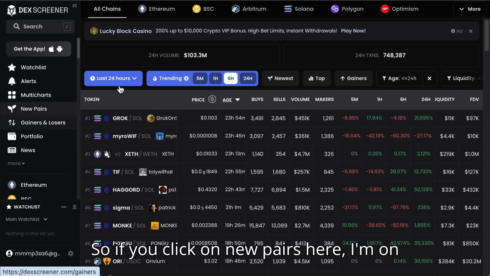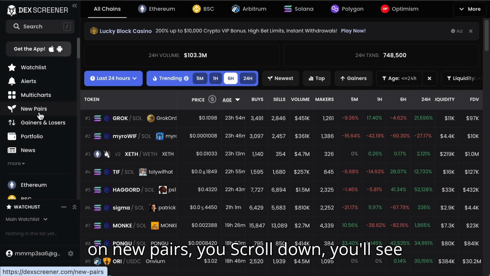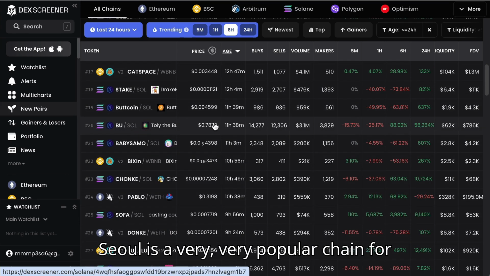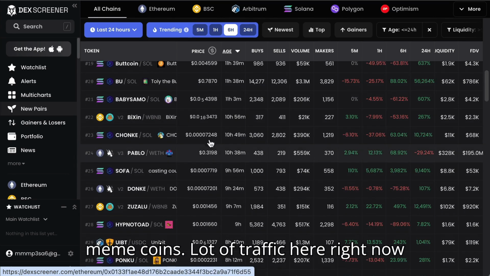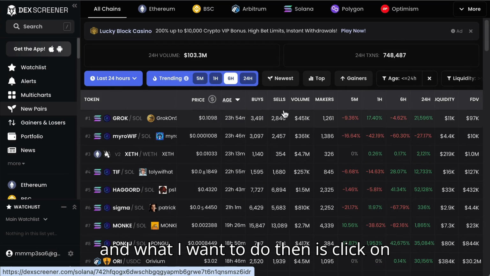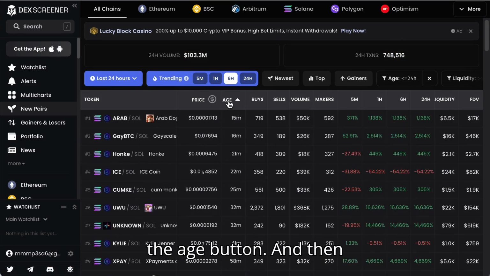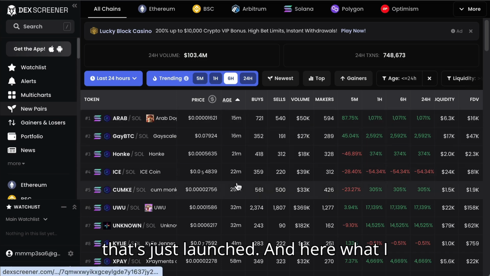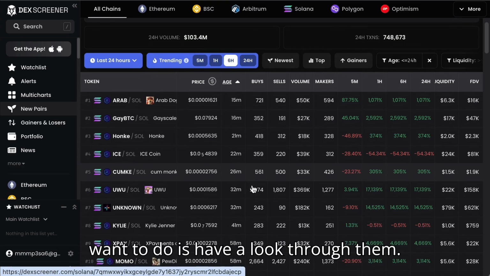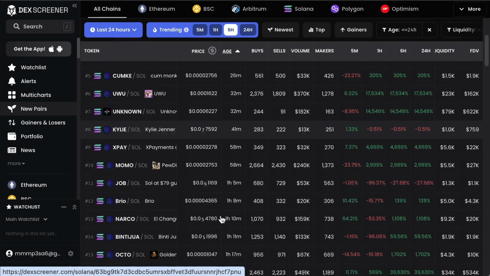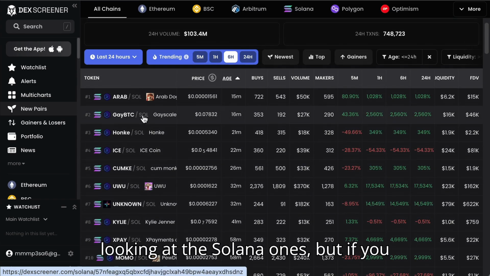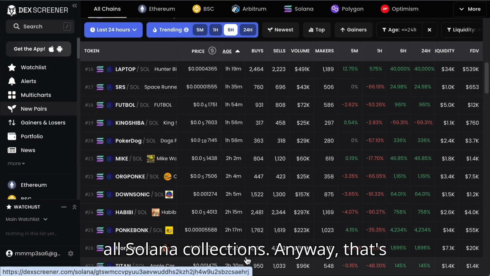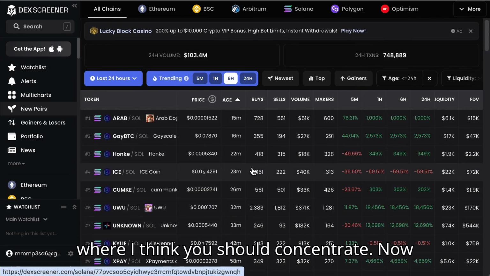So if we click on new pairs here, I'm on Dex Screener, so go to the left, click on new pairs, you scroll down, you'll see a lot of them /Sol, because Sol is a very, very popular chain for meme coins. A lot of traffic here right now. And what I want to do then is click on the age button, and then it sorts by the most recent collection that's just launched. And here, what I want to do is have a look through them. And for now, like I said, I'm only looking at the Solana ones. But if you actually have a look, the last 20 odd are all Solana collections anyway. That's where everything is at the moment. That's where I think you should concentrate.